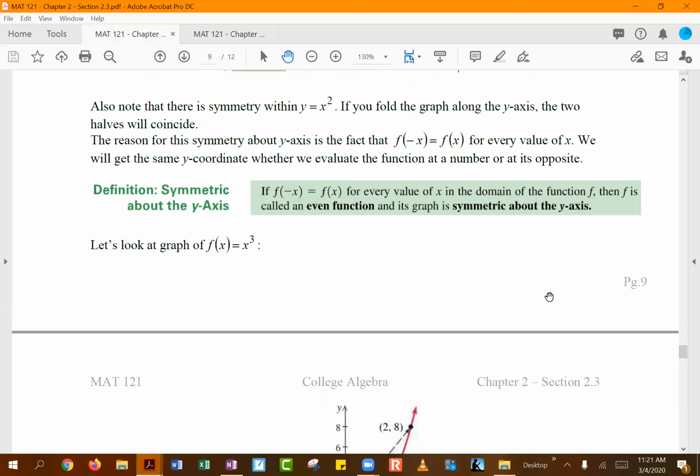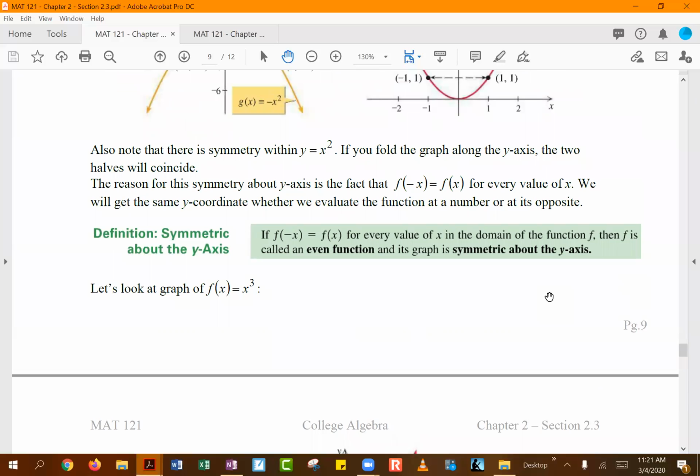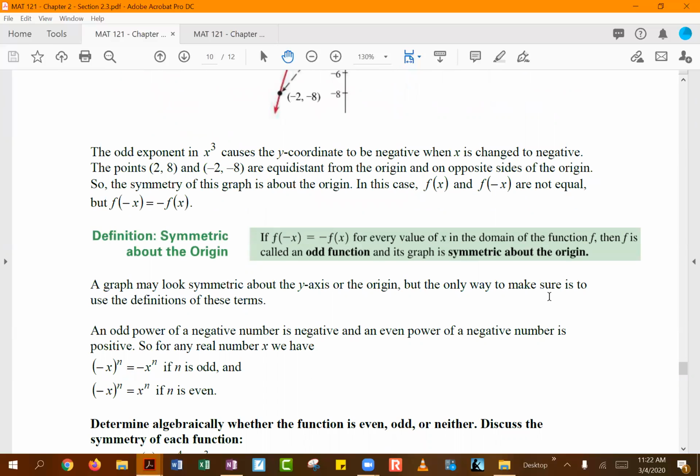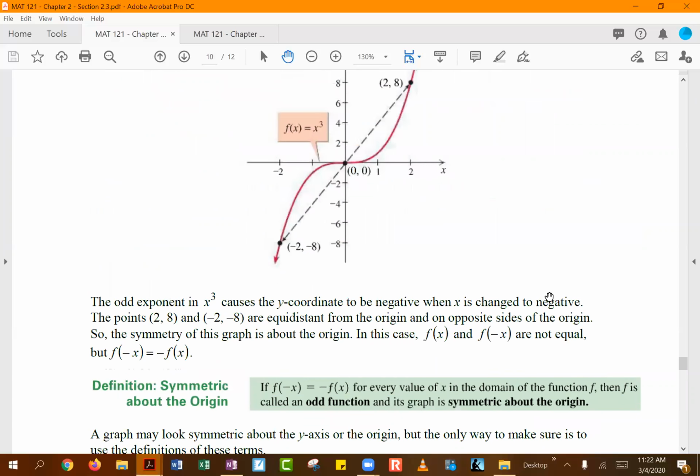So the two different types of functions we're looking at: symmetry with the y-axis, that happens with even functions, and all even functions will have symmetry about the y-axis. If you look at symmetry about the origin, then that's going to be for all the odd functions, and all odd functions have symmetry with respect to the origin.